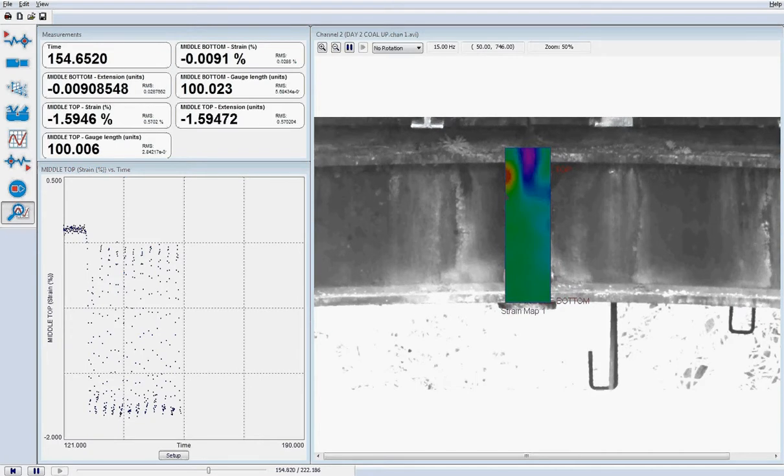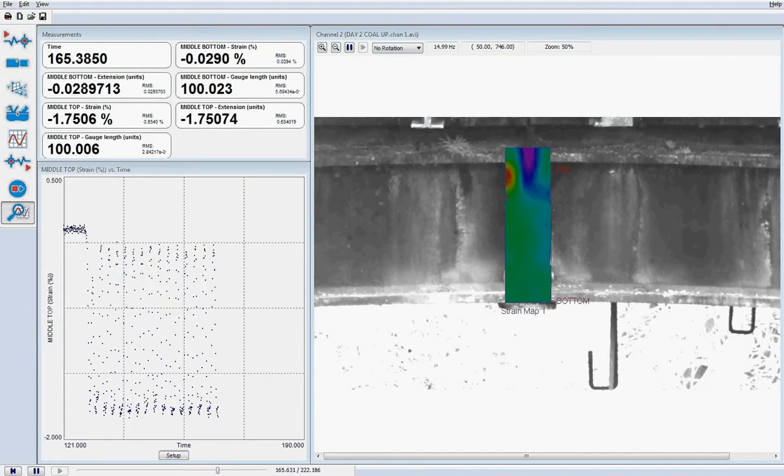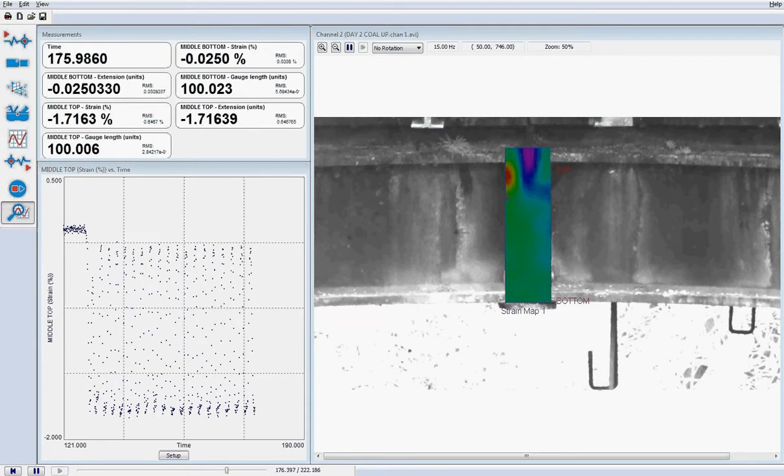So if you take a look at the graph on the bottom left hand side of the screen, you see an extension going to that 1.7 millimeters and then returning almost to zero between each axle. And if you look at the numbers at the top, that gives you a clear indication of what's going on. You see the 100 millimeter gauge length, you see the extension at the top. We've also plotted extension at the bottom, and that only gets to about 0.04% strain, so much less.